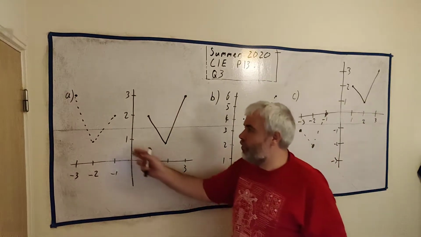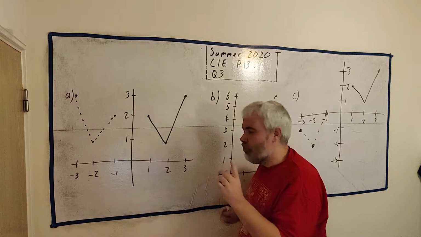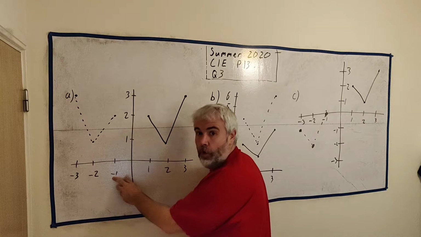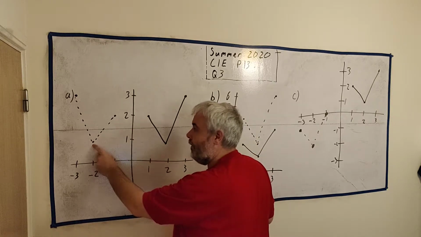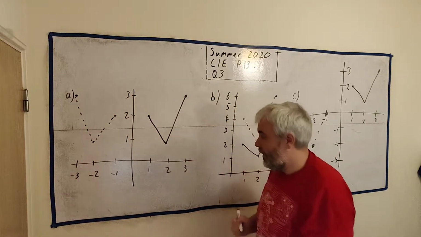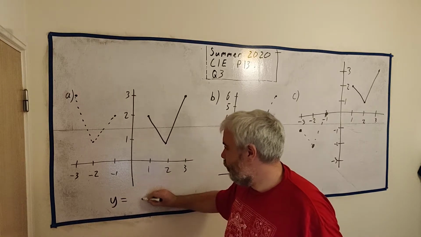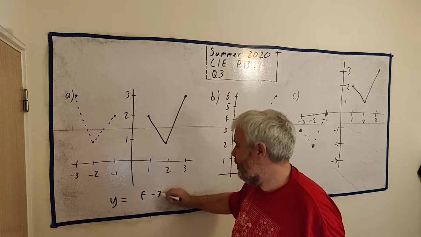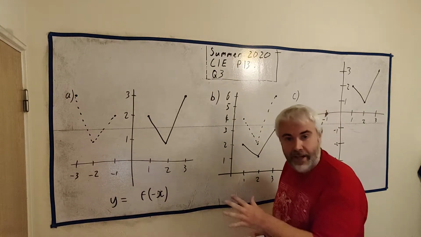So they want us to explain this drawing using f(x). They want, when I put -1 in, I'll get 2 out. -2 goes in, I want 1 out. And -3 goes in, I want 3 out. Now the answer is, I can write it straight away: y is equal to f(-x). So let's have a closer look at that.